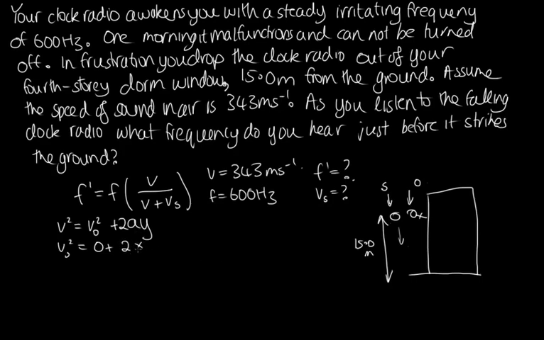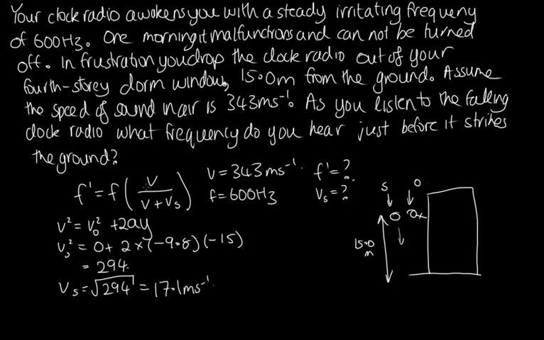Now, it's accelerating downwards at 9.8 meters per second squared, and it's falling downwards, so its displacement is minus 15 meters. So both these are downwards, so they have negatives. And so we've got 2 times 9.8 times 15, so that's 294. And so vs is equal to the square root of 294, which is equal to 17.1 meters per second.